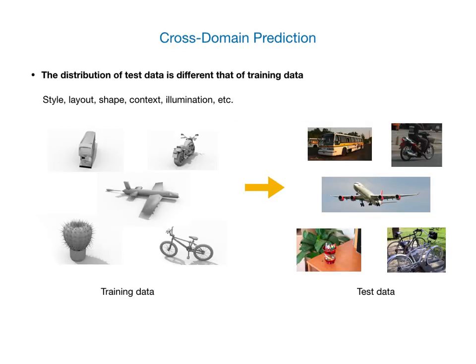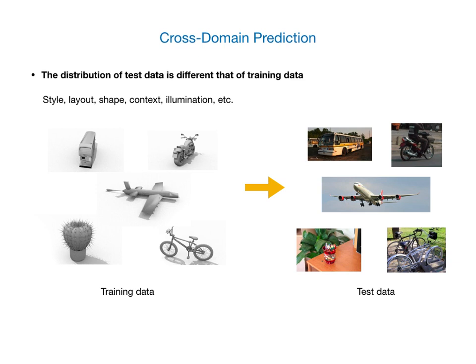So what if we perform cross-domain predictions? Cross-domain predictions means that the distribution of test data is different from that of training data. That is, training data and test data come from 2 different domains. The domain variations may contain the style of images, the shape of objects, the context, etc.